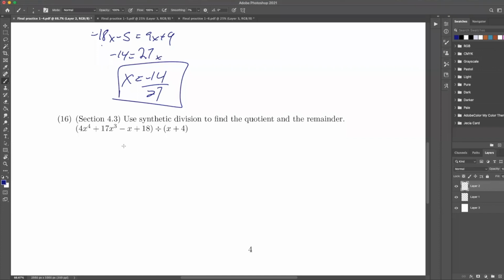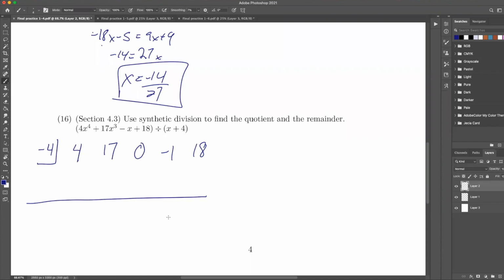And so here, our minus c would be minus 4. So we're going to put our minus 4 in this little box here. So we have a 4. We have a 17. We do not have an x squared, so we put in a 0. We have a minus 1 and an 18. Anyone confused on this step right here?